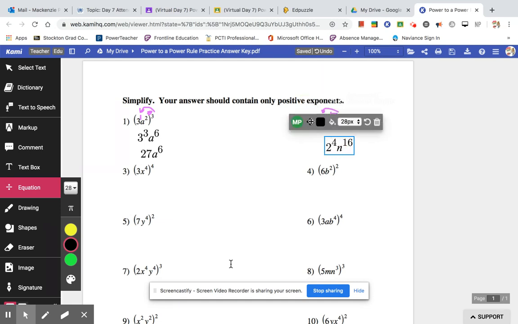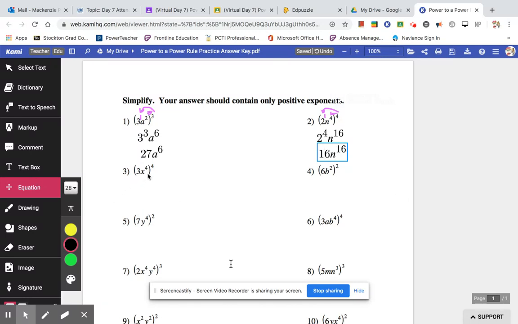So again, another example of one that can be simplified because we do have 2 to the 4th. So 2 to the 4th is actually 16 if you do 2 times 2 times 2 times 2. And then we do n to the 16th. So that will be my answer for number 2.